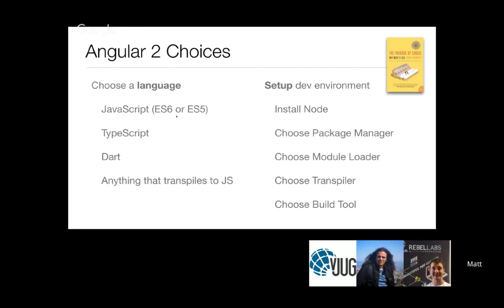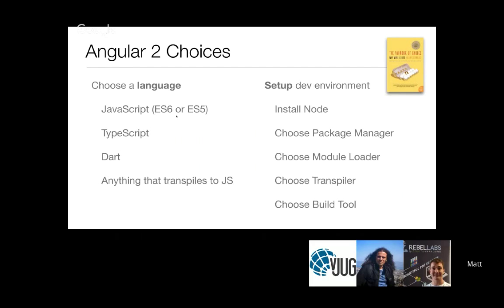So with Angular 2, basically, one of the hard things is you're forced to choose a language and make dev environment decisions before you create your project. Now you don't have to. You can just take what everyone else is doing. But you can use JavaScript ES5, ES6. You can use Dart. And they're actually rewriting a version of Angular 2 with Dart.